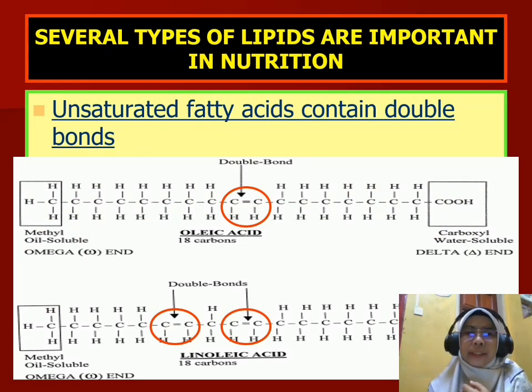Okay, how about this chain? This is unsaturated fatty acid, contain double bond. Okay, this is oleic acid, have 18 carbon, methyl oil, and carboxyl water soluble. And this is, you can see here, double bond, one bond and second bond. This is linoleic acid. We have this linoleic acid have 18 carbons.